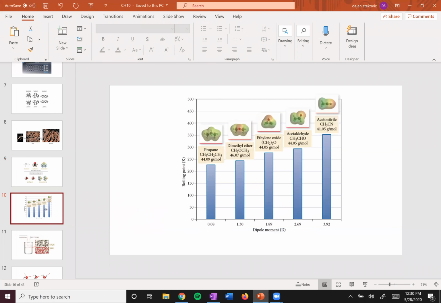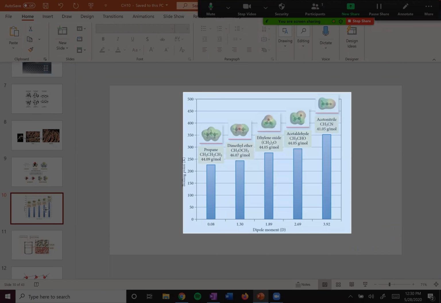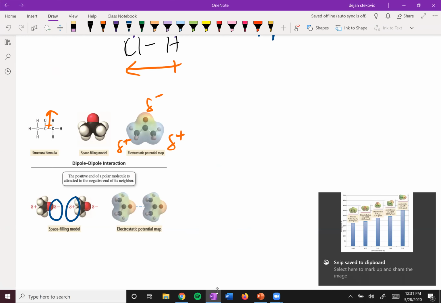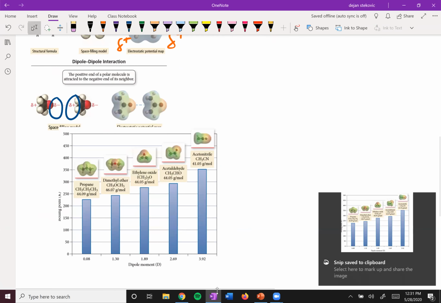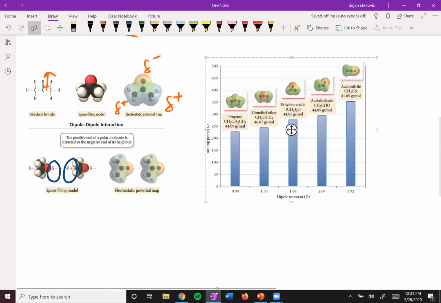And of course, the stronger the intermolecular forces you have, the higher the boiling point or melting point you are going to experience. So that's what this picture shows right here.